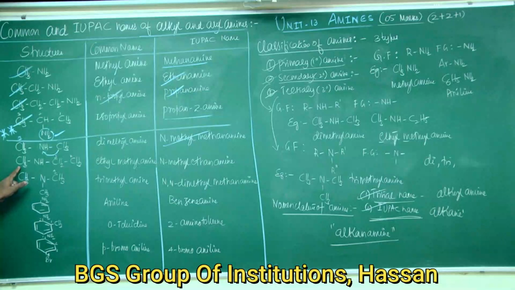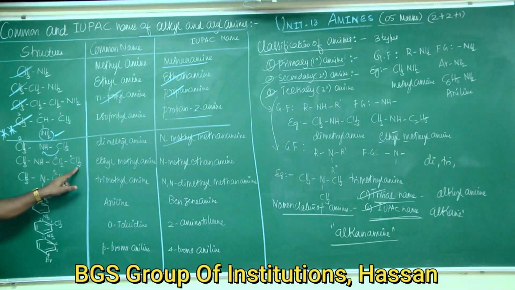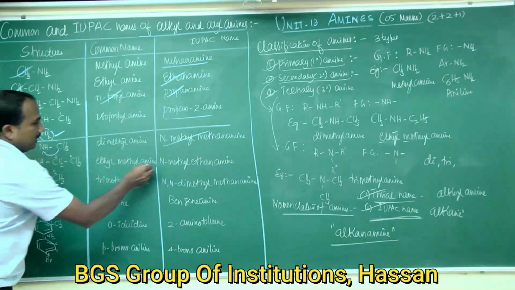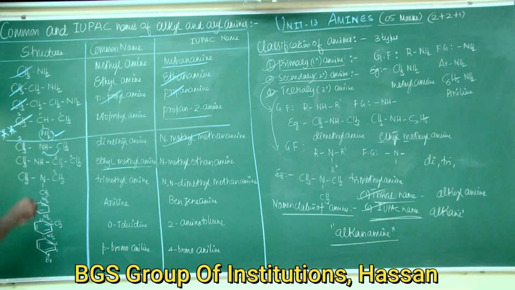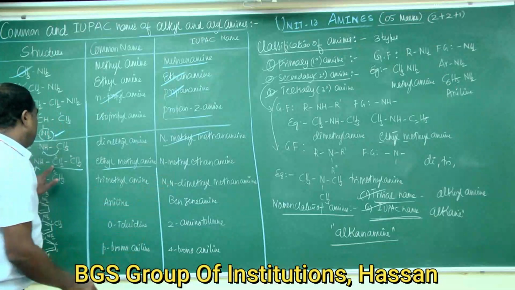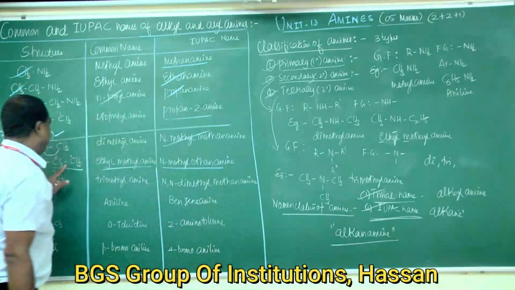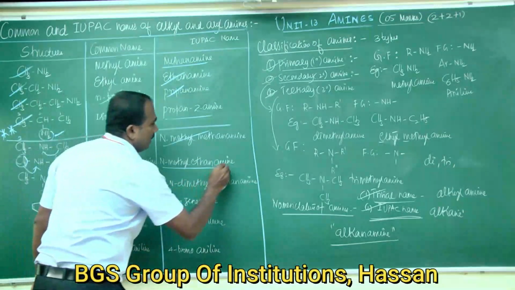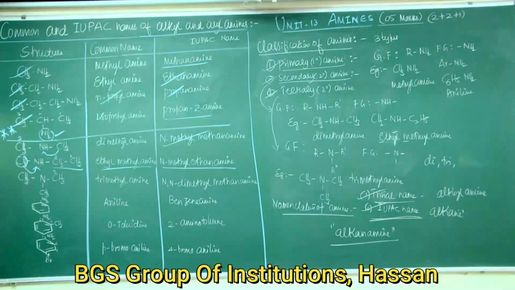Next is CH3NHC2H5. This is ethyl, this is methyl. Therefore, the common name is ethylmethylamine. This is a mixed amine. In the IUPAC system, this methyl group is bonded to the nitrogen atom. The longest carbon chain is taken into account for IUPAC naming. Therefore, N-methyl, 2 carbon atoms, eth, single bond an, and NH is the amino group. Therefore, N-methylethanamine is the IUPAC name for ethylmethylamine.